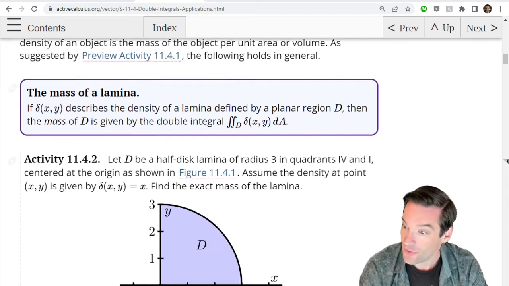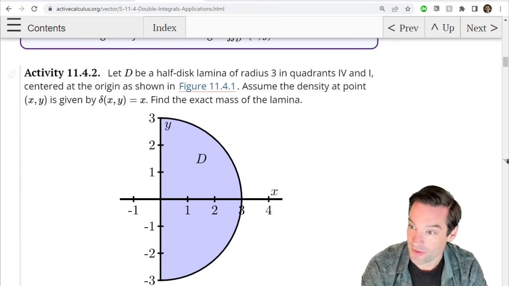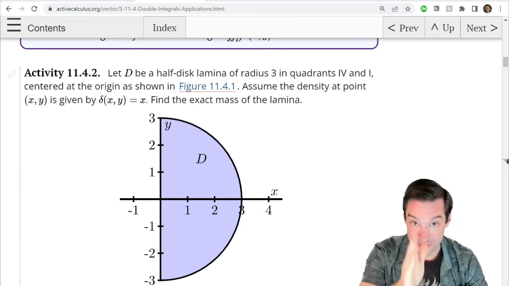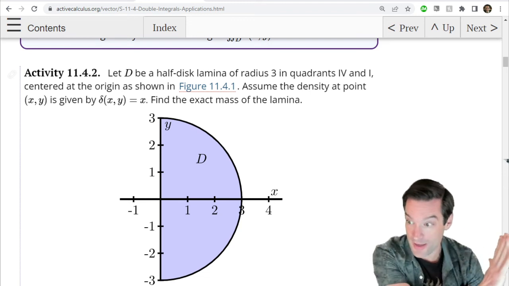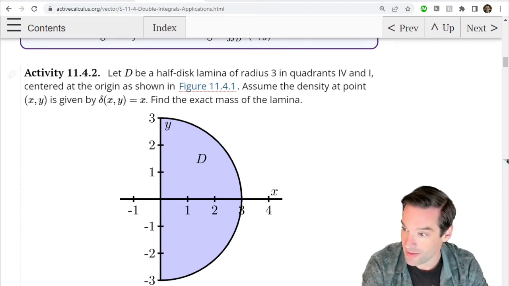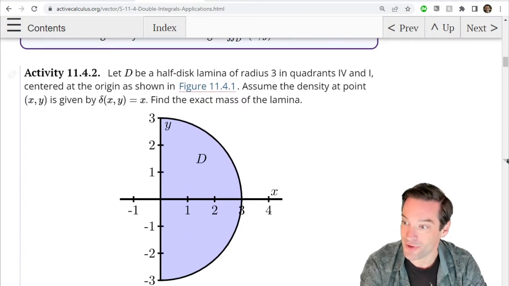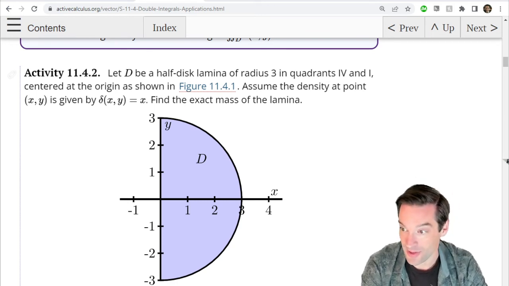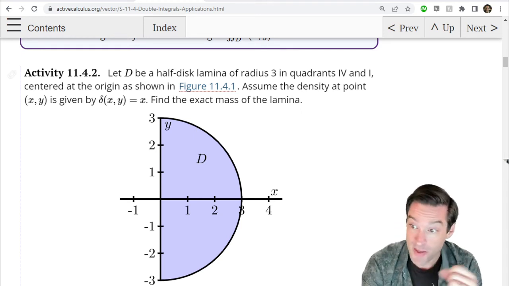So if the density of a region like this half circle here is given by delta of xy equals x, in other words, the density of my region right along the y-axis is not dense at all, it's equal to 0, and the material gets more and more dense as we go out further to the right. So the density as we get all the way to the right end here is going to be 3. I don't know what our units are here. It doesn't give us units. So maybe when you imagine that it's grams per square centimeter or something like that. So the density increases as we get closer to this edge. Then we can use a double integral to compute the mass just by integrating this density function over this region.